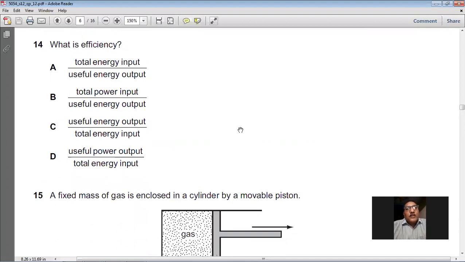Question 14. What is efficiency? Efficiency has two formulas. One is useful output power divided by total input power. The other formula is useful output energy divided by total input energy. So which is the correct formula? C is the right formula given here. Question 14, C is the choice: useful energy output divided by total energy input.